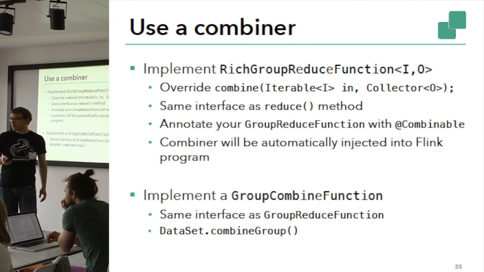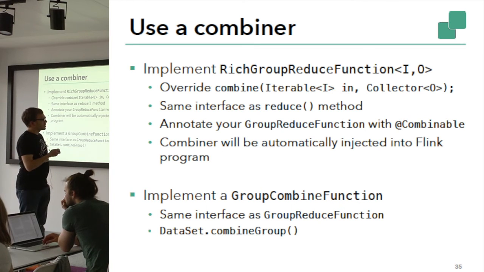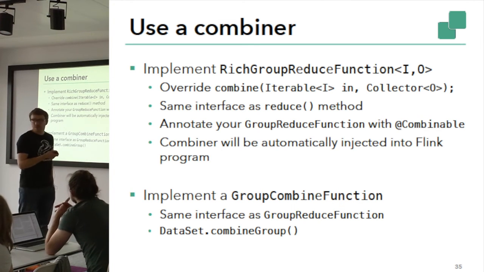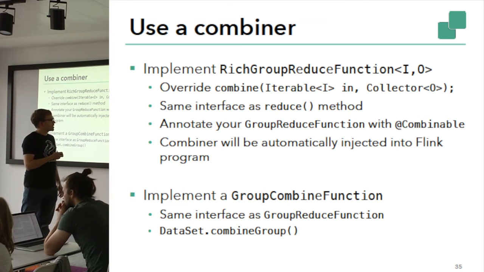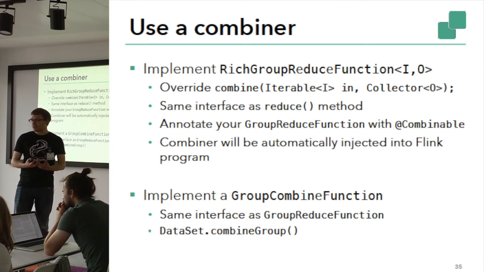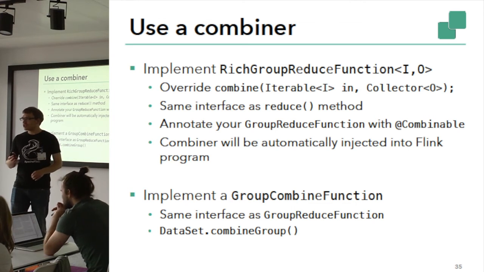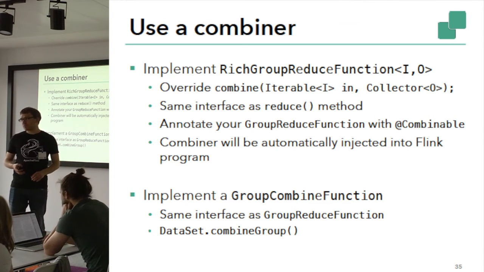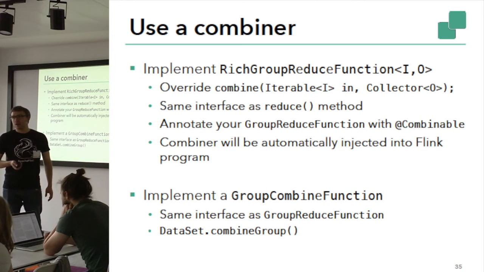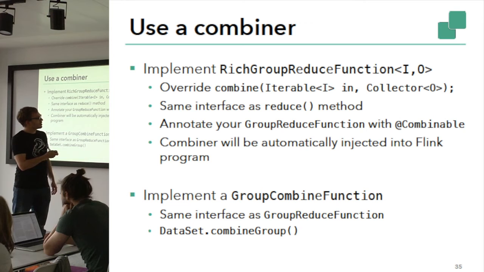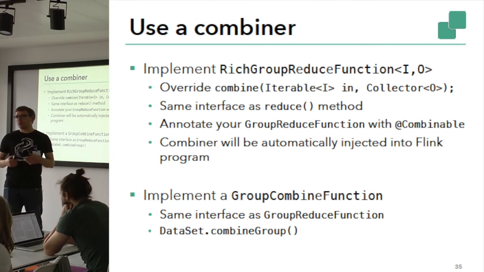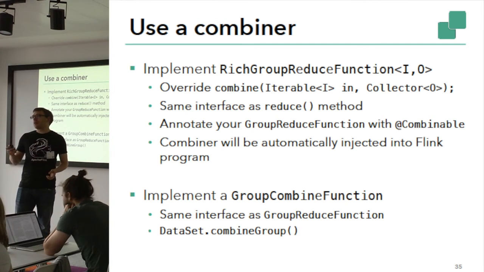A combiner, that's a good point. A combiner is basically used by implementing a rich group reduce function, which has, compared to the regular group reduce function, additional methods, including a combine method. And this combine method has, as you see, the same interface as the reduce function, right? In its default implementation, it just forwards to the reduce method. But if you want to have custom code, you need to override it. And it's not used unless you annotate your user function with this annotation here, combinable. So if you implement your group reduce function, it won't have a combiner unless you add the combinable annotation.